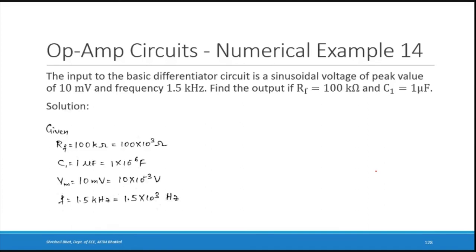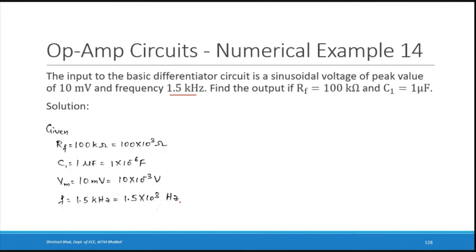So first write the given things. RF is 100K, 100 into 10 raised to 3. C1 is 1 micro, 1 into 10 raised to minus 6. Vm, the peak value of input, is 10 millivolts, so it is 10 into 10 raised to minus 3 volts. And frequency is given as 1.5K, 1.5 into 10 raised to 3 hertz.